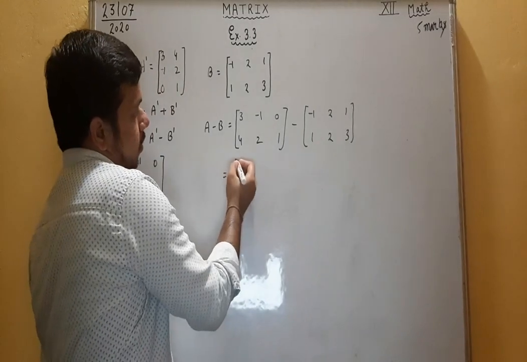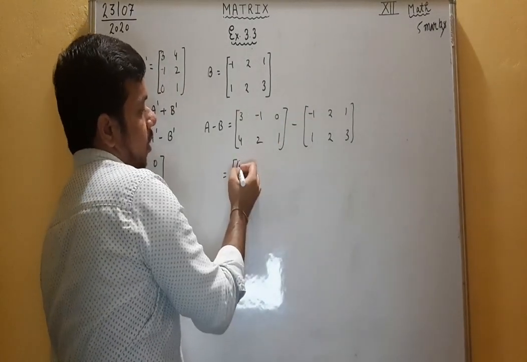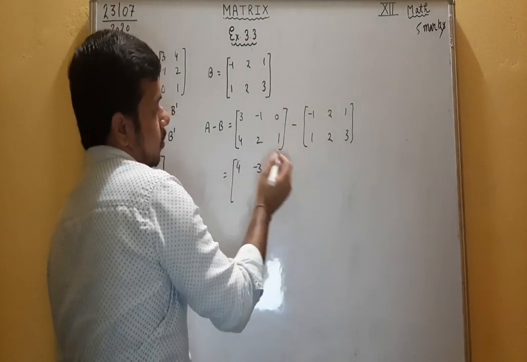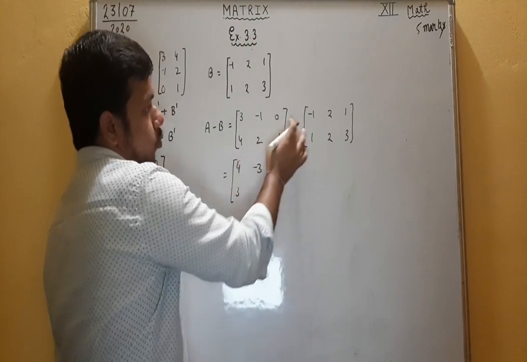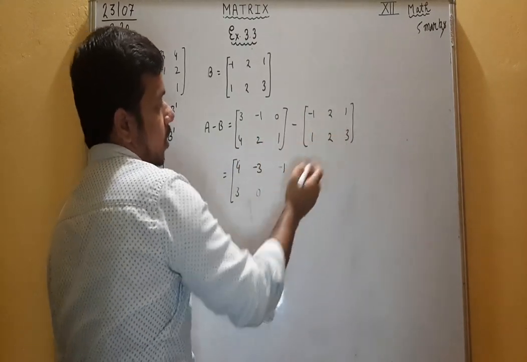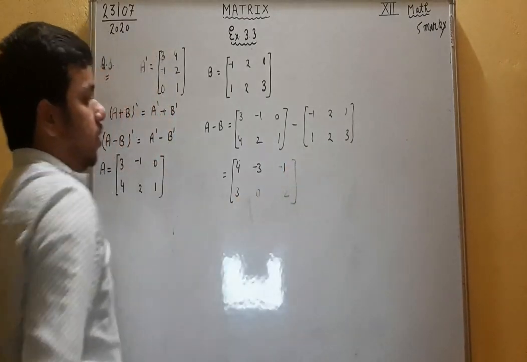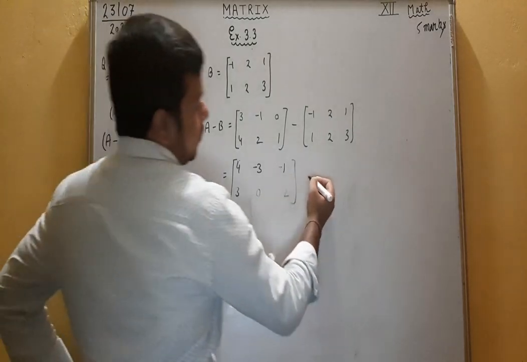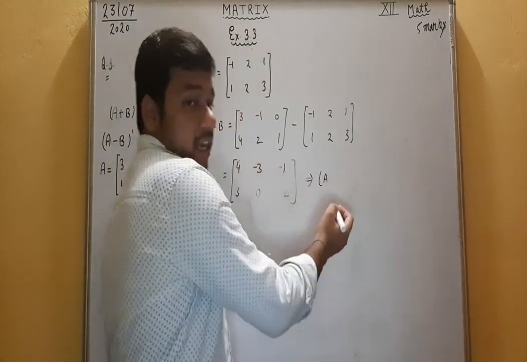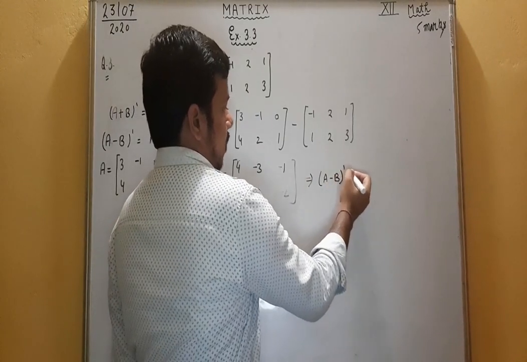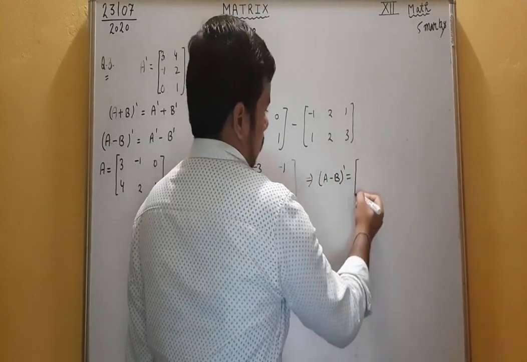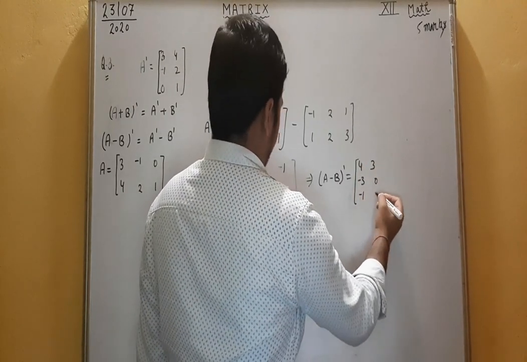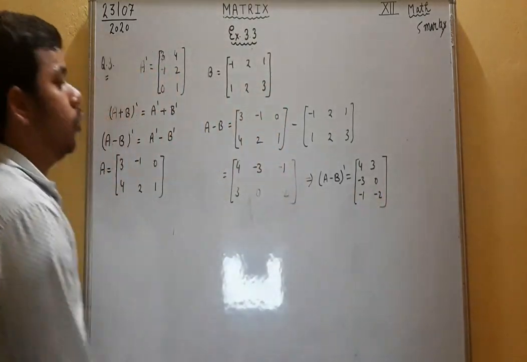Let us take minus 3, minus plus 4, that becomes 4, minus 1 and minus 2, minus 3, 0, minus 1, 4 minus 1, 3, 2 minus 2, 0, 1 minus 3, minus 2. This is the value of A minus B, but we have to find the value of (A minus B) dash. So let us find it. (A minus B) dash is equal to 4, 3, minus 3, 0, minus 1, minus 2.